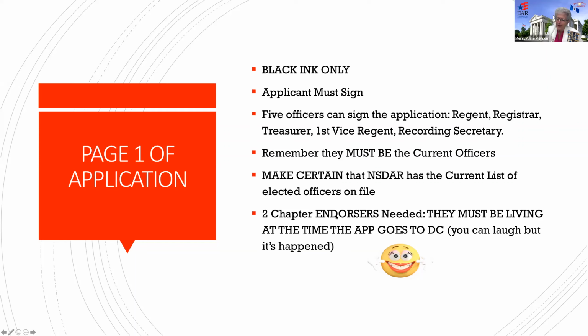And right now, we aren't requiring endorsers, but when the time comes that we have to require an endorser, please make sure it's a living person. You can laugh, but we had 2 sent back because the people who endorsed them had died in the meantime.